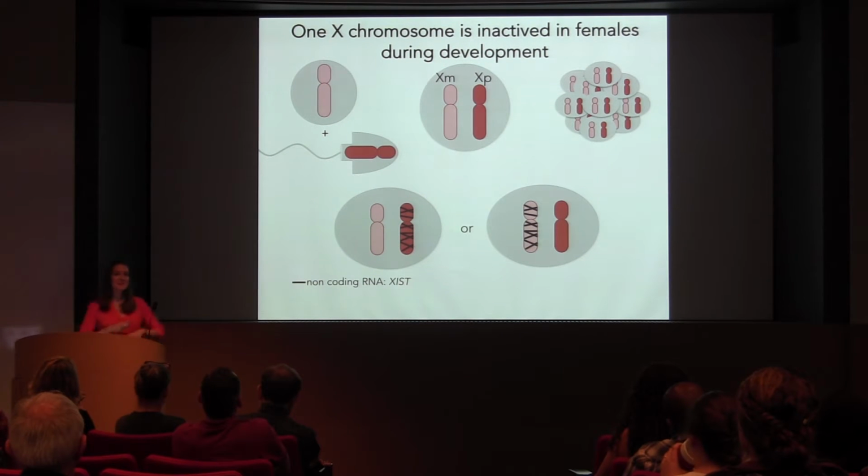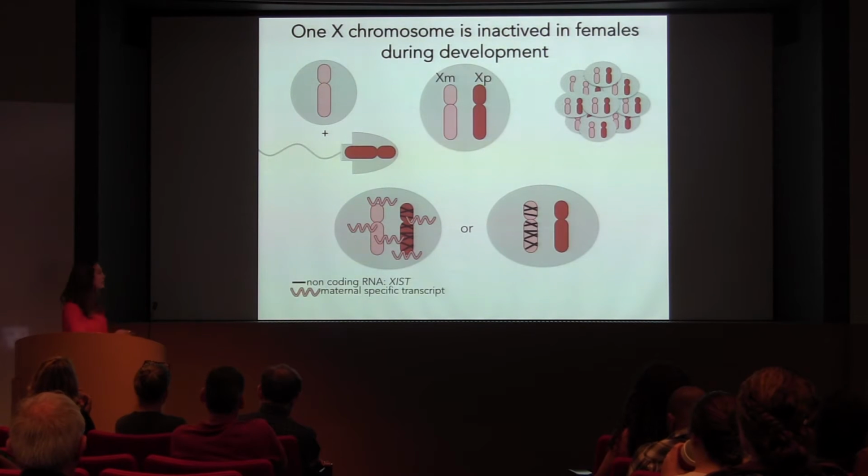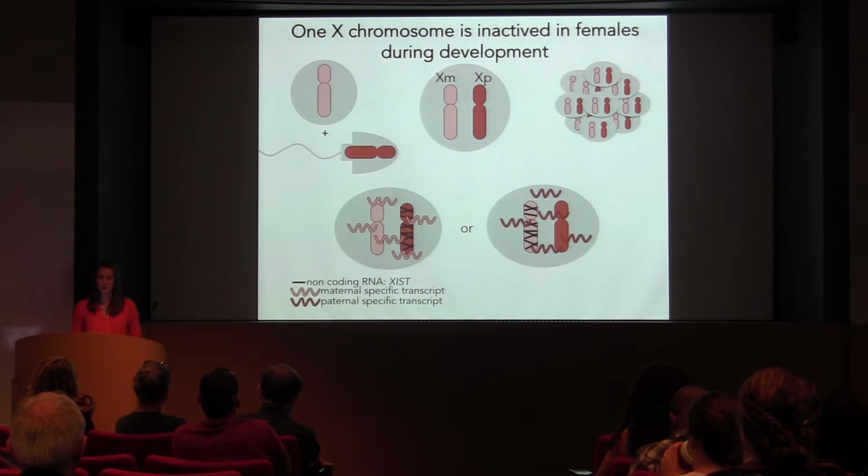Now what's interesting is that this process is totally random. Each cell is making its own decision, and so it might turn off, in this case, the paternal X chromosome, leaving only maternal transcripts expressed. However, the neighboring cell might decide to turn off the other X chromosome, leaving only paternal transcripts. And so what's really interesting is in females you have mosaic expression, meaning that not all cells in the body are genetically identical. They're not expressing the same genes necessarily.